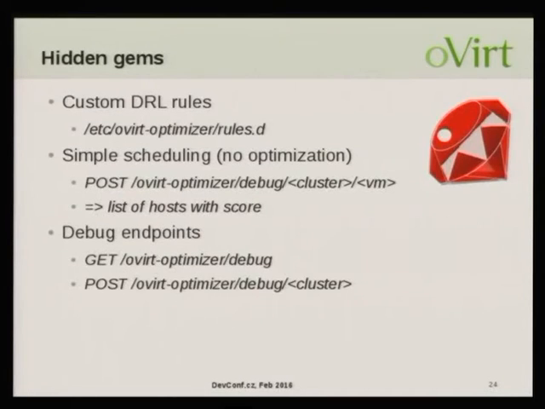Now, we have a couple of hidden gems. You can write your own custom DRL rules using the rules language. You just put them into /etc/ovirt-optimizer/rules.d. We'll automatically scan them and include them. If you have a typo in there or a syntax error, it will blow up, obviously. It will not start. But if it's correct, it will start, and it will start using your rules.